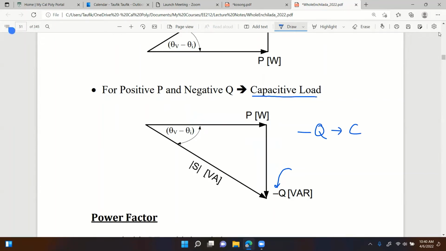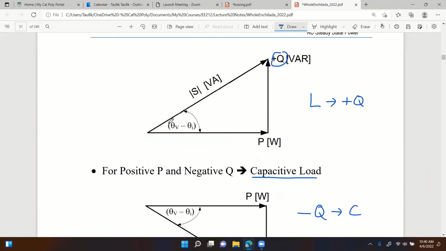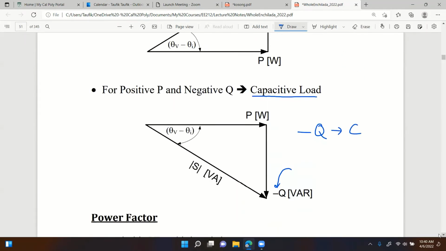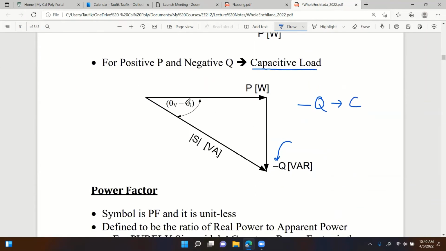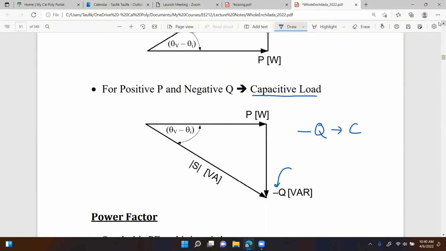So inductive load will give you a power triangle in quadrant 1. Sorry, what did I say? Inductive or capacitive? Inductive load, right? Inductive load gives you a power triangle in quadrant 1, whereas capacitive load gives you a power triangle in quadrant number 4. Any question on this?